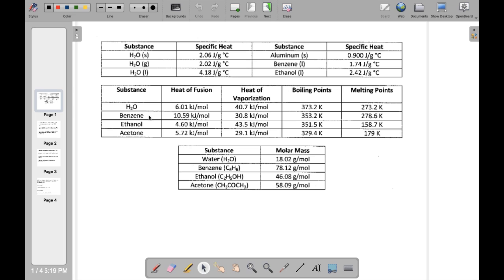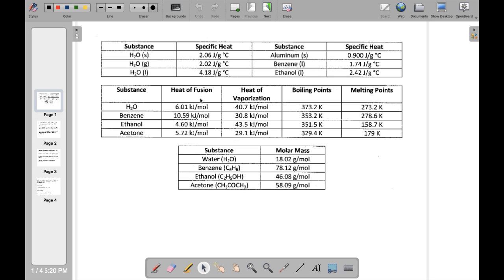Let's go down here. Now we have heat of fusion, heat of vaporization. They provided us this number for some different substances: water, benzene. You notice here that it doesn't say solid, gas, or liquid. It just says heat of fusion and heat of vaporization for water. This is also referred to as enthalpy of fusion and enthalpy of vaporization, which I talked about before. But we don't want to go into too much detail to get you confused.